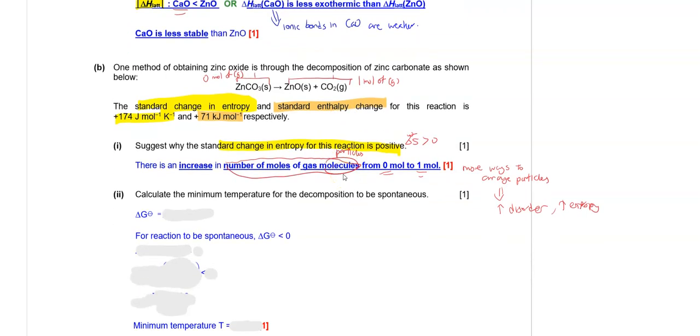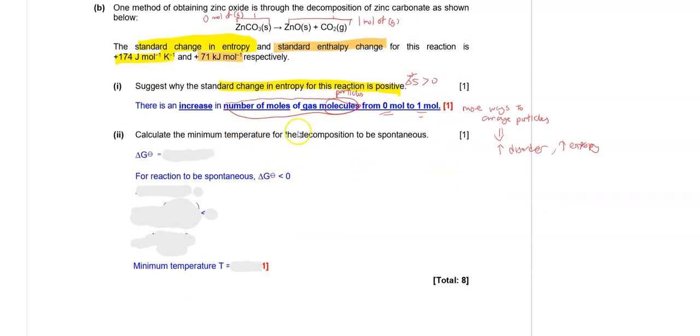Okay, last part of question 2 is to calculate the minimum temperature for the decomposition to be spontaneous. So in order for this reaction to be spontaneous, your delta G has to be less than 0. Alright, so this is the condition. And we know that delta G is delta H minus T delta S. We have the delta S value to be 174 J per mole per Kelvin. We have the delta H value to be positive 71 kJ per mole. So all we need to do is substitute into this equation.